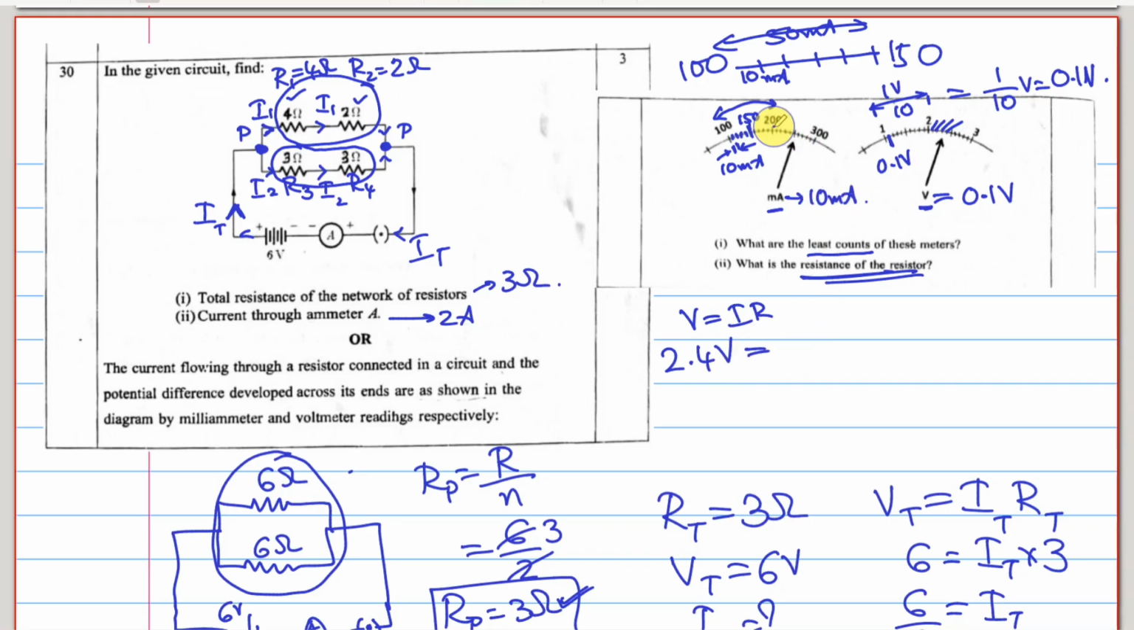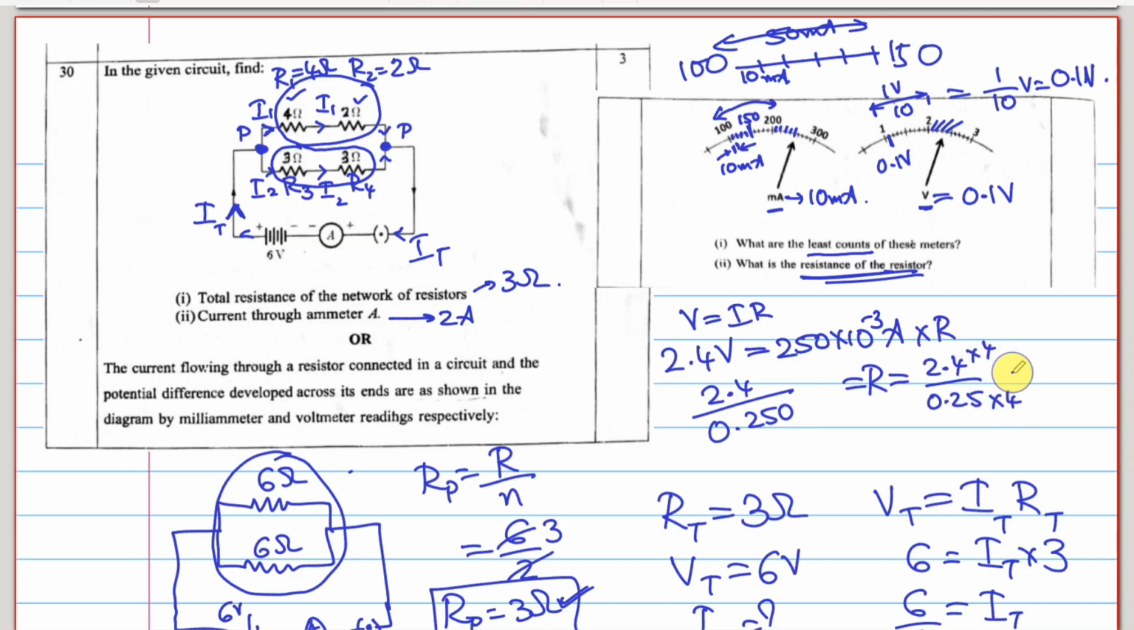So 2.4 volts is equal to I, which we know to be 250 milliamps, that is 250 into 10 raised to minus 3 amperes, into resistance R. So R will be equal to 2.4 volt divided by 0.250, so 2.4 divided by 0.25. 0.25 can be multiplied with 4 to get 1. So we'll multiply both the numerator and denominator with 4, and 4 fours are 16, 4 twos are 8 plus 1 is 9. So 9.6. So it is 9.6 ohms basically.